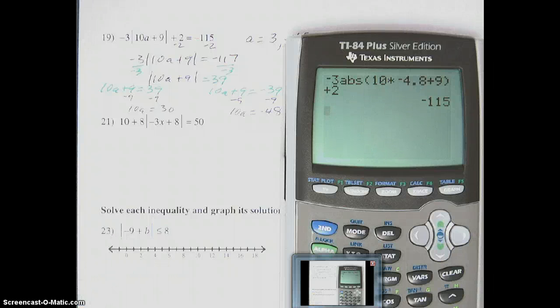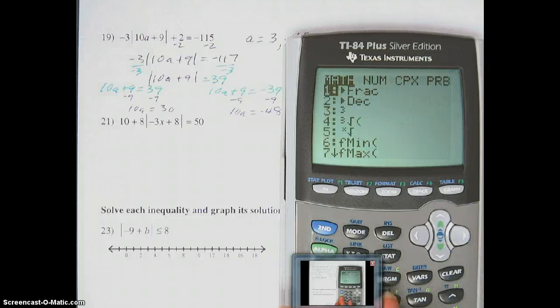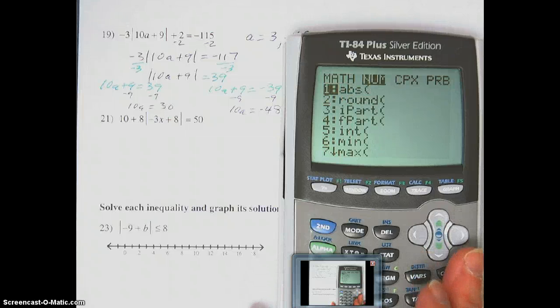Okay. So again, where did that absolute value on my calculator come from? If I hit math, you're comfortable with going to fraction. If you go over 1, that's where you'll pick up the ABS, or the absolute value.